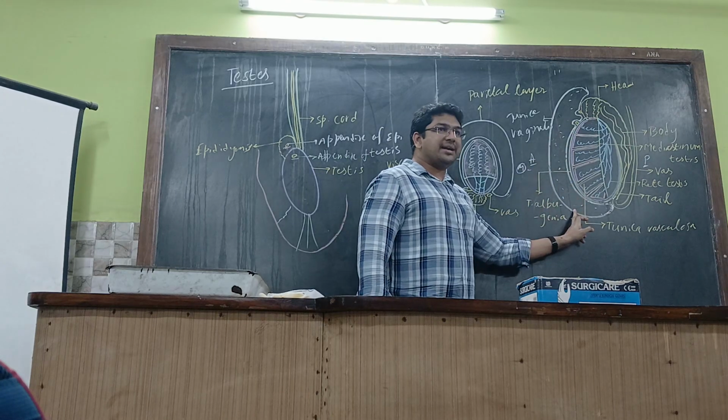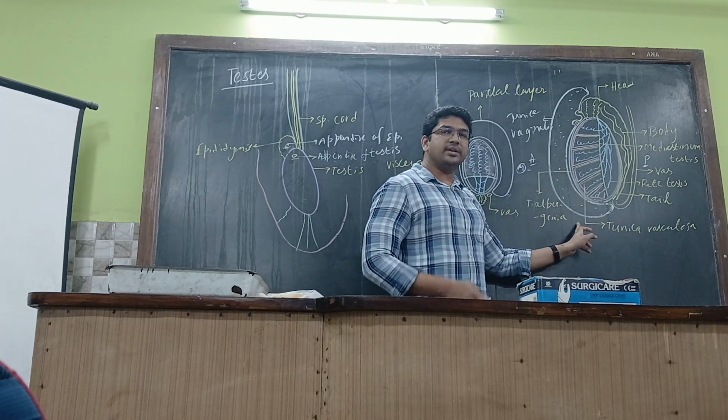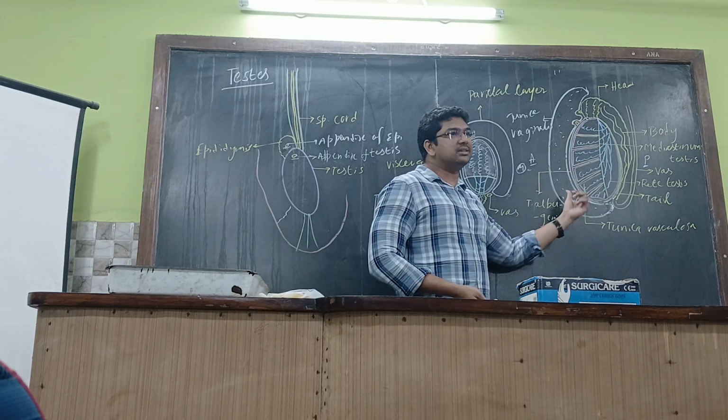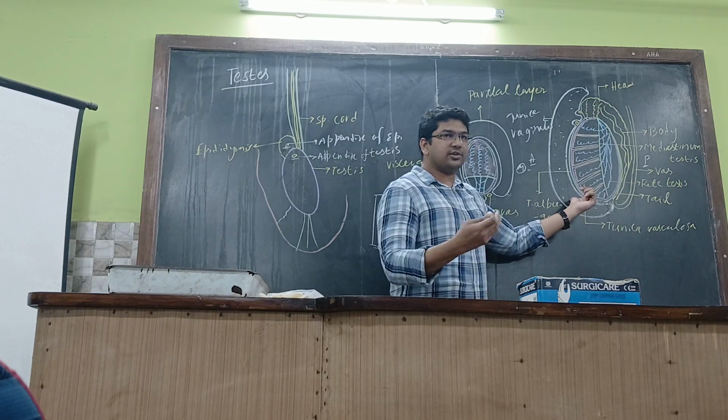So whenever the parasite occurs over here, obviously inflammation will occur. That inflammation leads to edema, nothing but the collection of fluid within the tunica vaginalis. That is called the hydrocele in case of filariasis.